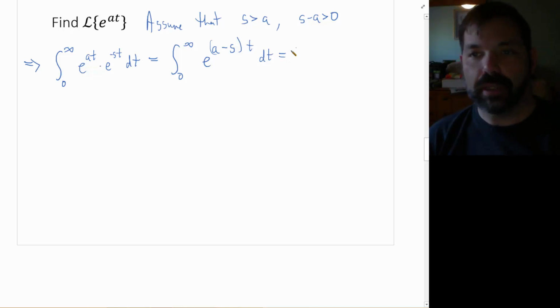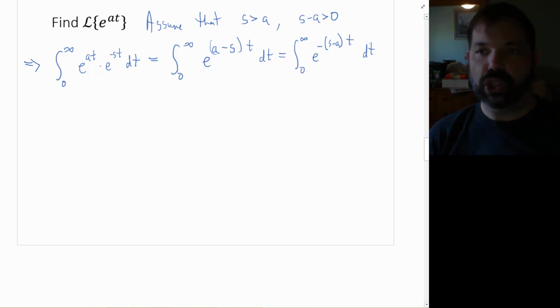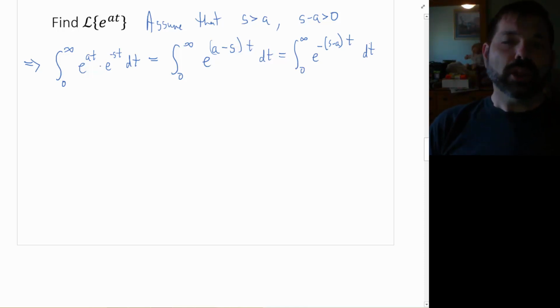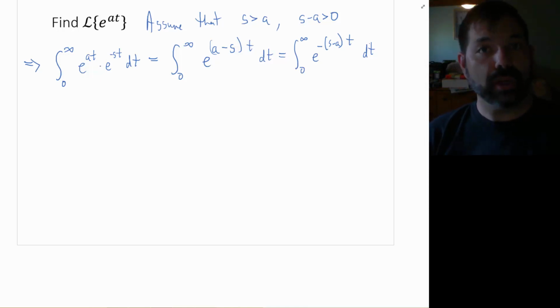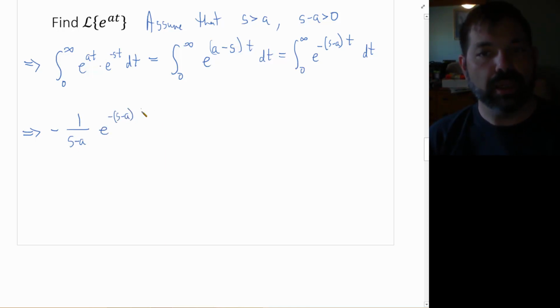Well, that's the same as writing the integral from 0 to infinity of e to the negative (s minus a)t dt, right? You can check the signs there. So now s minus a, we're just going to treat as a number because we're integrating with respect to t. And so the antiderivative would be negative 1 over s minus a times e to the negative (s minus a)t, and we would evaluate that at 0 and infinity.